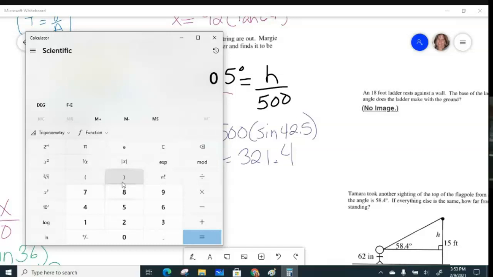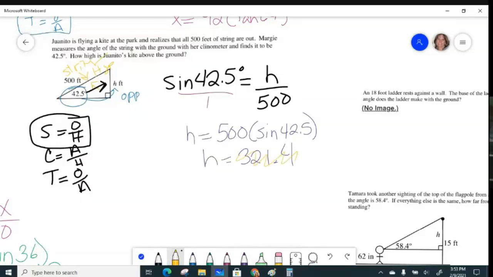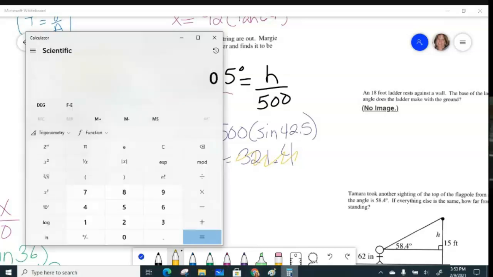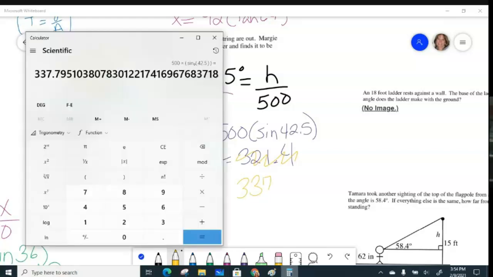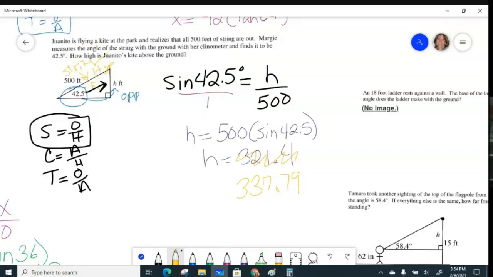I've definitely typed in the calculator incorrectly, so not that. Okay, all right, so 500 times, let's try and get this right this time. So 42.5 and take the sine of it. There we go. Now, does that match the answers? Yes. Okay, awesome, cool. All right, sorry about that. I totally just typed in the wrong numbers.